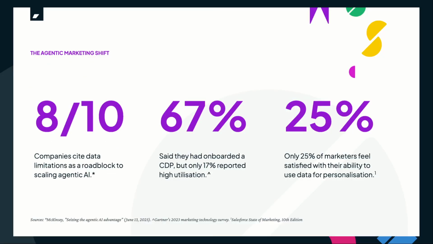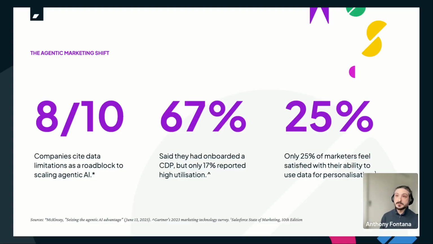And the research across the board for a number of years now has been citing a lot of these issues for a long time now. So McKinsey did a bit of research very recently to say that 8 out of 10 companies are citing data limitations as the roadblock to scaling their agentic AI frameworks. Gartner, in their 2013 marketing survey, said that 67% of companies actually have a CDP, but only 17% report high utilization. That might mean no integrations or very little.